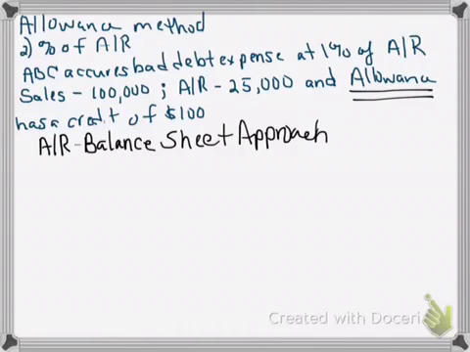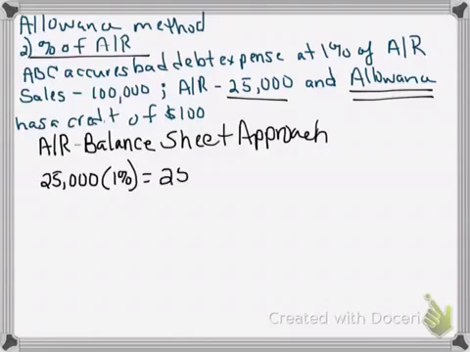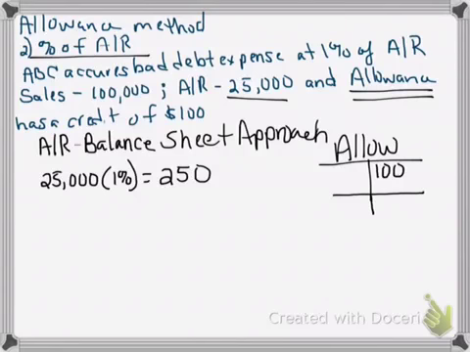So what we would do is we'd look at the percent of accounts receivable. Accounts receivable is at $25,000. Our percentage here is at 1%. And so that's going to give us $250. We need to look at the allowance account. The allowance account right now has $100 in it. We need this allowance account to be $250.